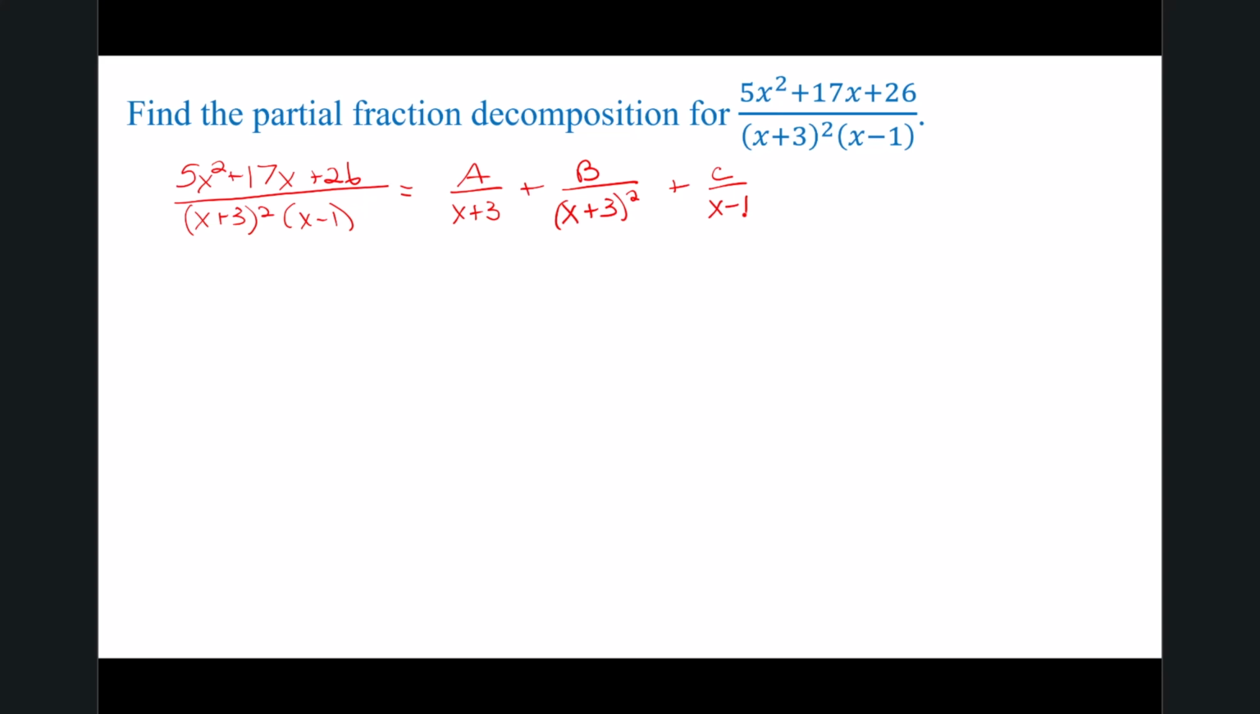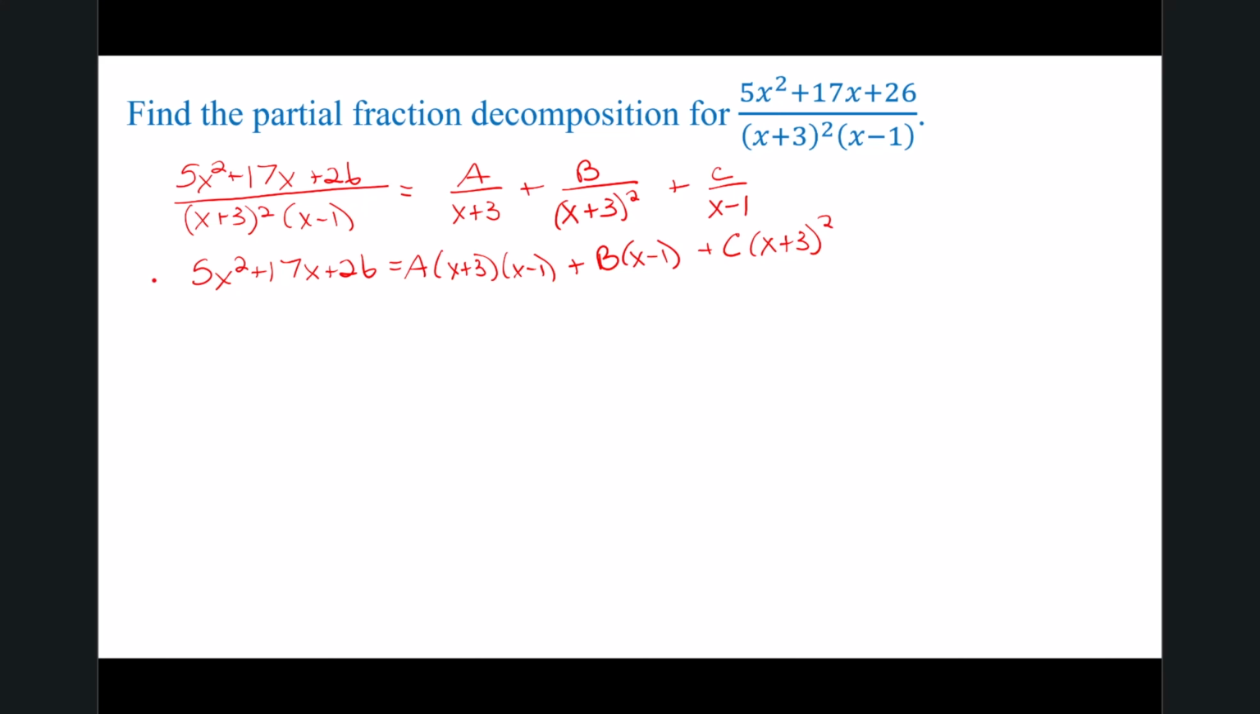We need to find the A, B, and C so that the left side of the equal sign will be equal to the right side. Again, the first step, clear the fraction. So I'm going to multiply both sides by x plus 3 squared times x minus 1. On the left side now I have 5x squared plus 17x plus 26. And on the right side with the A, one of the x plus 3's cancel, so I'm left with the other x plus 3 and the x minus 1. With the B, x plus 3 squared cancels, so I'm just left with x minus 1. And with the C, the x minus 1 cancels, and I have x plus 3 squared.